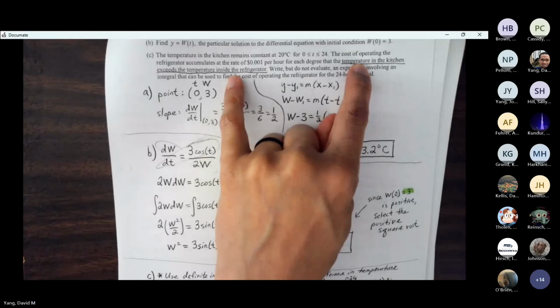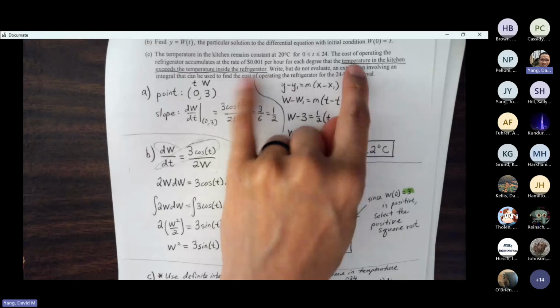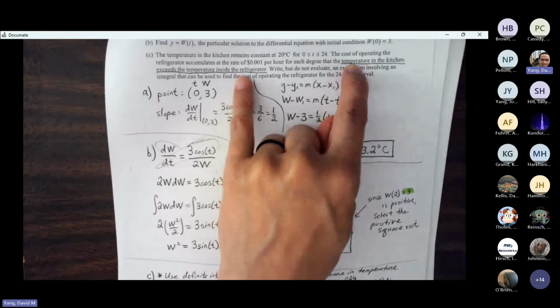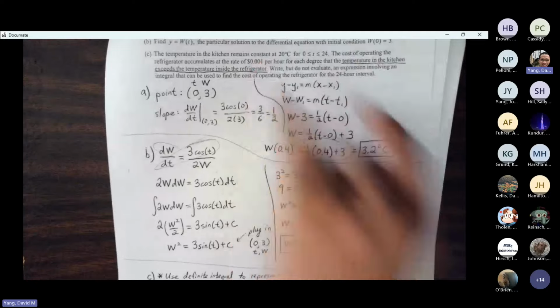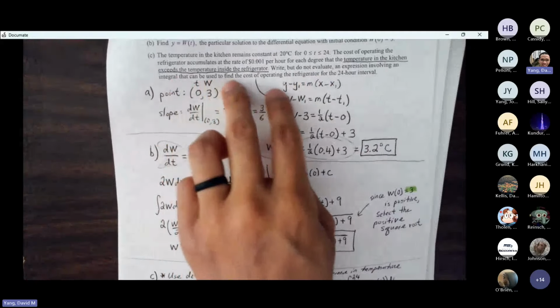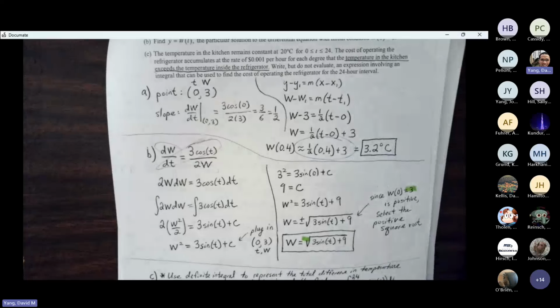Okay. Because there's going to be energy that's going to be used for each difference that the fridge has inside the fridge versus the temperature in the kitchen. Right, but do not evaluate an expression involving an integral that can be used to find the cost of operating the refrigerator over the 24-hour period. So we don't have to solve it, just have to set it up.